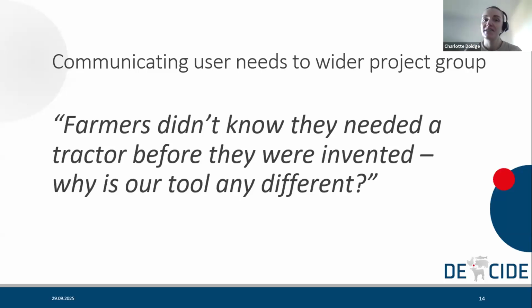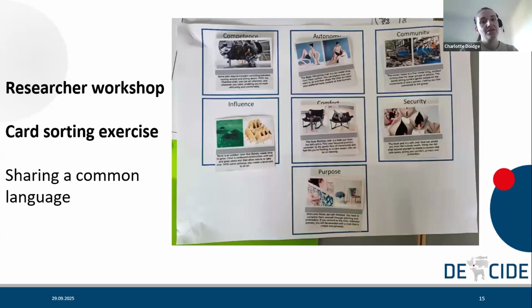And this is probably because needs are very abstract concepts. And we as social scientists needed to do better to communicate what these needs were so that the tool developers could really empathize with what the farmers and vets needed. So what we decided to do was a researcher workshop with those that were developing the tools.